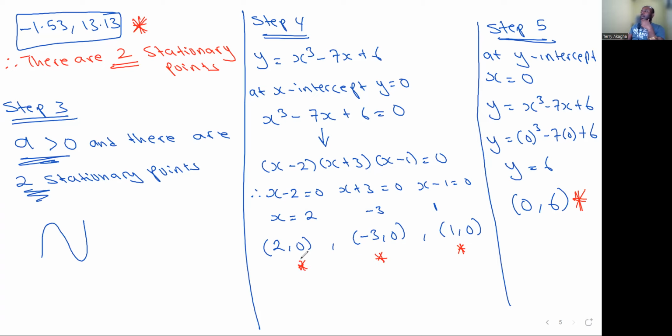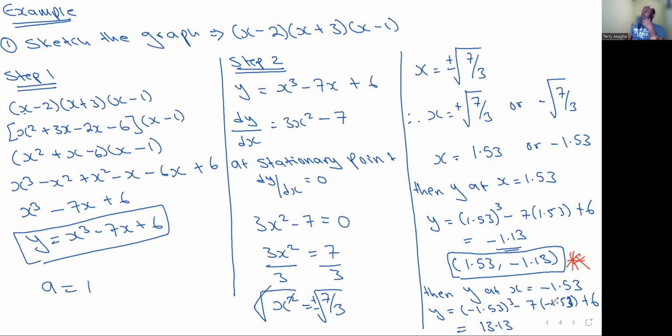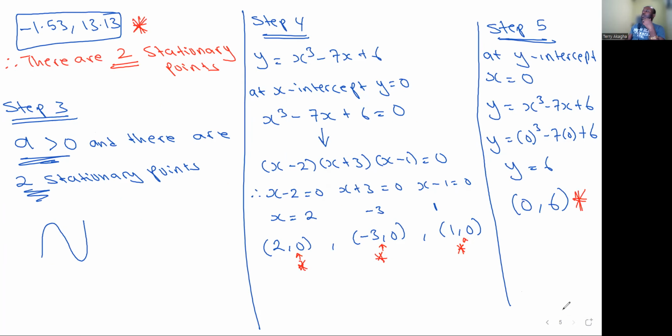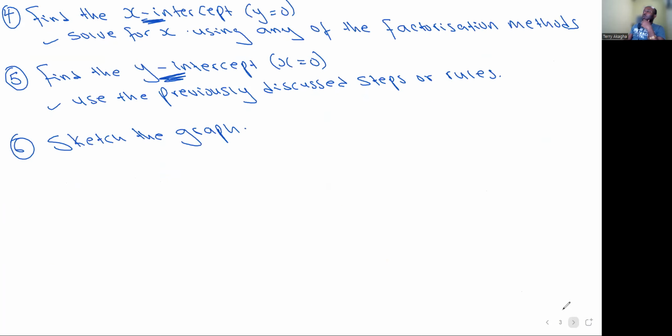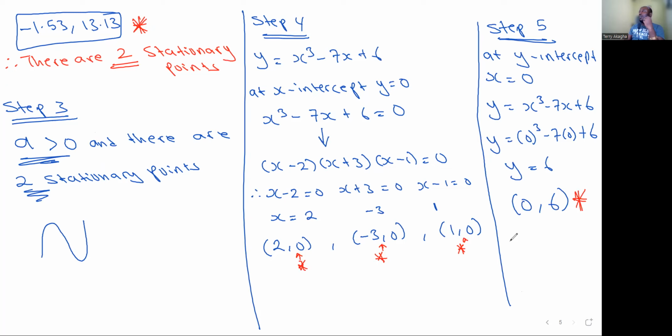So each of these are the x-intercepts. We found that already. We also found the stationary points. Then we can easily now go to step 6. Step 6 wants us to what? Sketch the graph. So step 6, we now have to sketch.